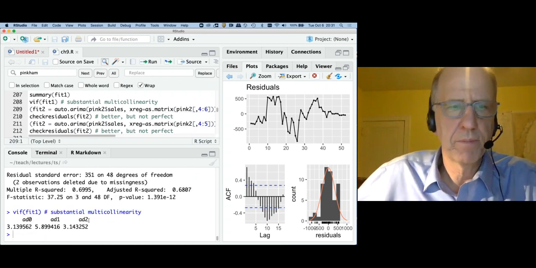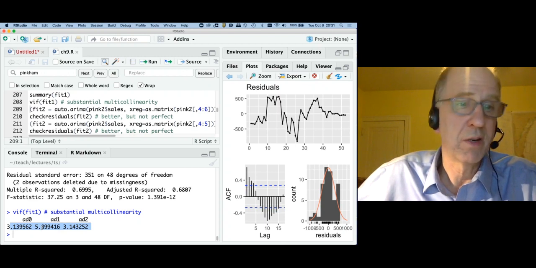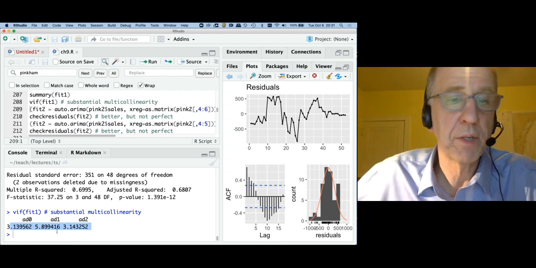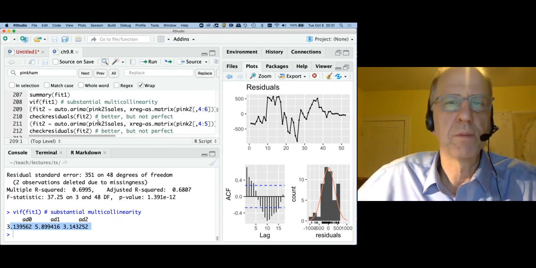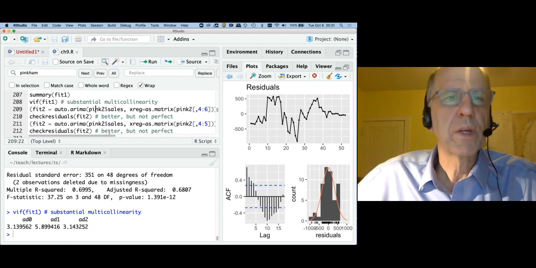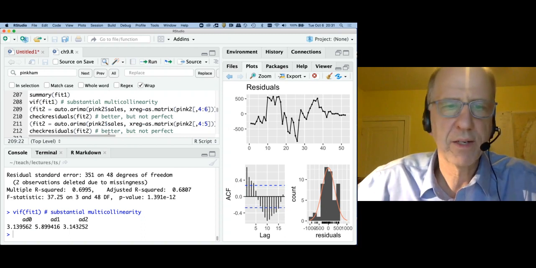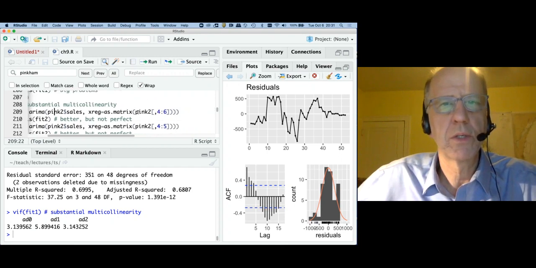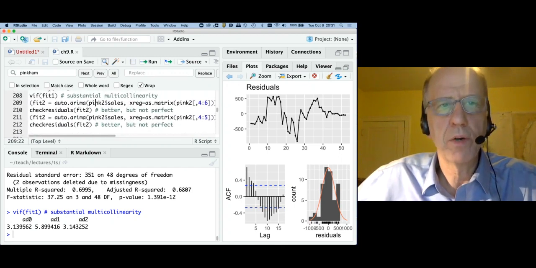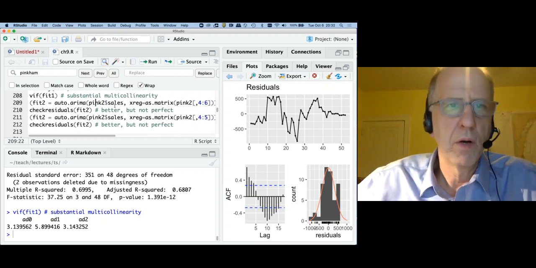If I go look at my VIFs, they're horrible. Remember, values above 5 are considered large. Well, we got a value above 5. We got a bunch of values in the 3s, which makes me nervous too. So this is not a good model. What we could do is try to at least fix the errors. That's not going to do anything about the multicollinearity, but one way we could do this is use my auto.arima function to fit a regression model with ARIMA errors.